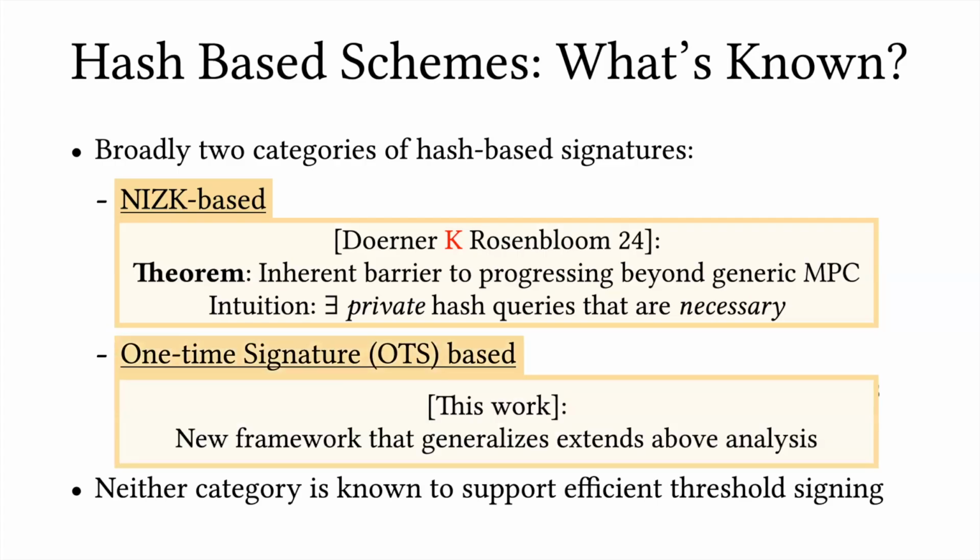And in this work that Naman will be speaking about a bit after this, we are basically extending the analysis that we had for the NIST-based setting to the more general one-time signature-based setting. So we prove very similar results that inherently there's always going to be some private hash queries that you have to compute using a generic MPC.